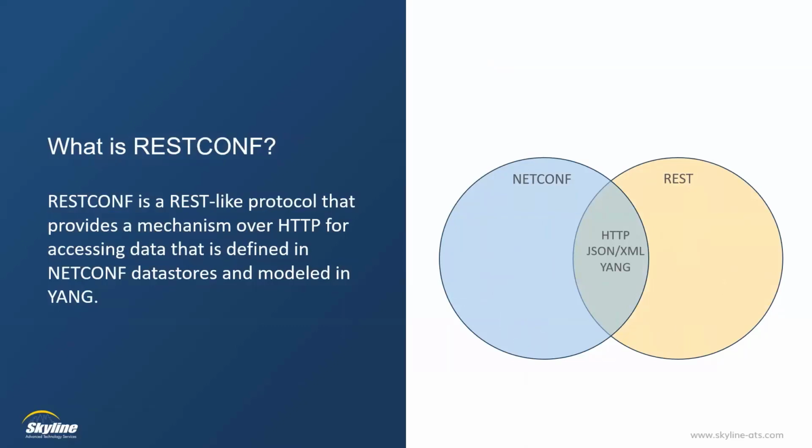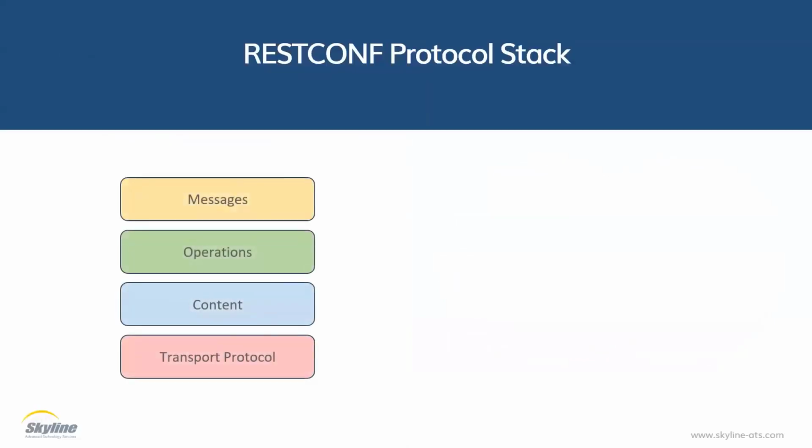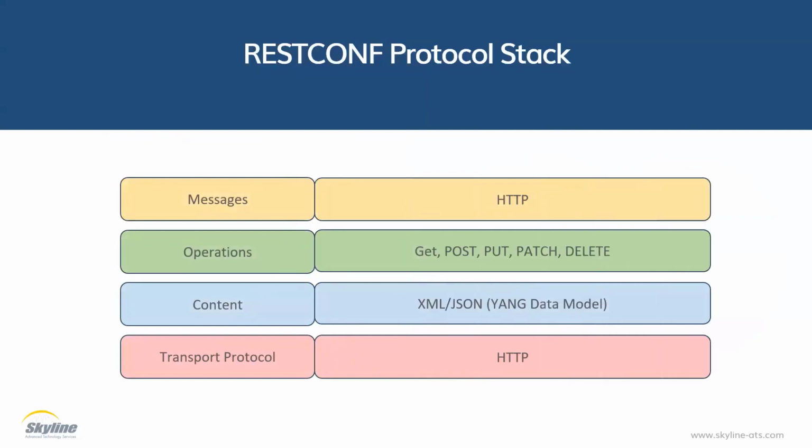So what they did is they said, look, if we can put these two together, it makes it a lot easier to make that transition. And so the great thing about it is it's still based on a model, your Yang data models. Not only can you use XML, but you can use JSON. A lot of people like using JSON more than XML. You don't have to use SSH, you can use HTTP. And if we look at the protocol stack, from a transport protocol, it's HTTP, content is going to be XML or JSON, and then your operations are things like get, post, put, patch, and delete.